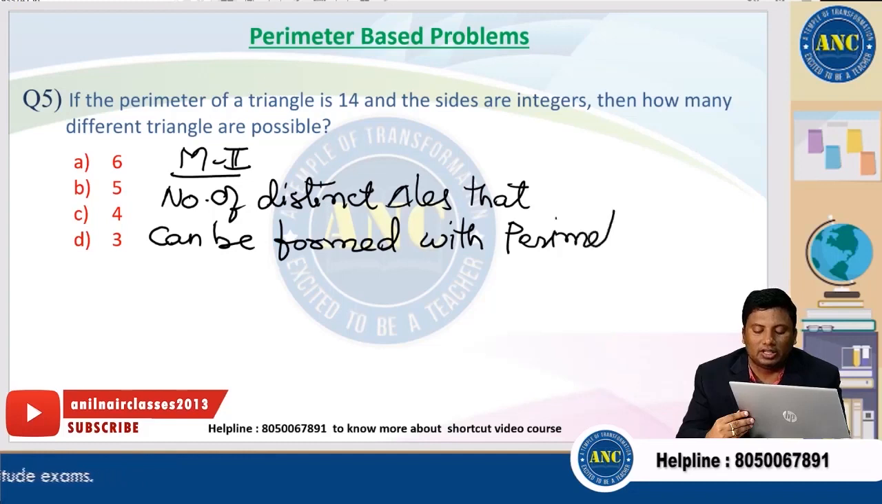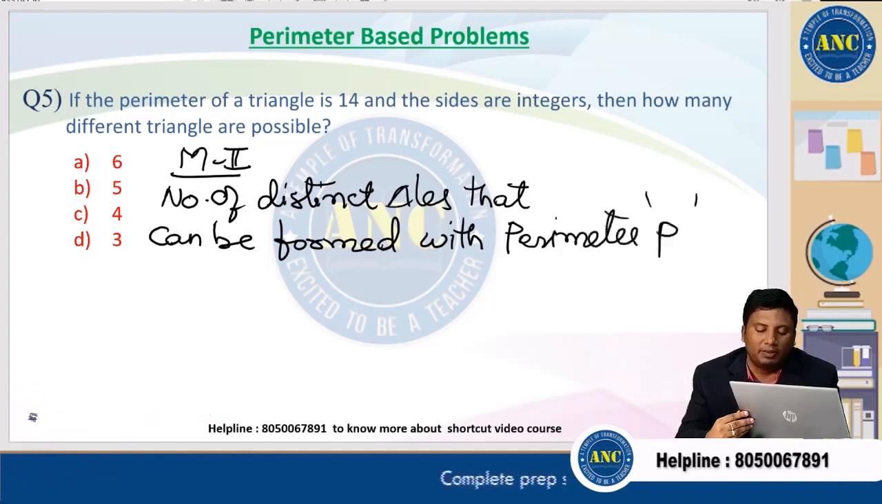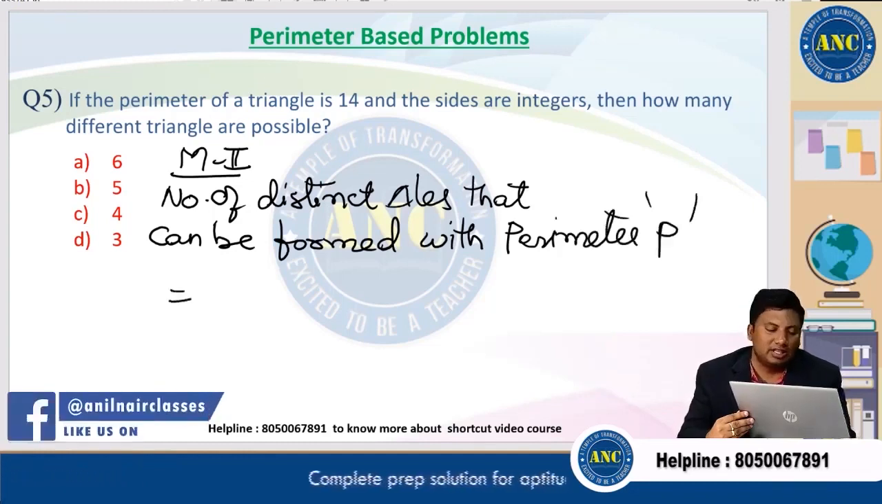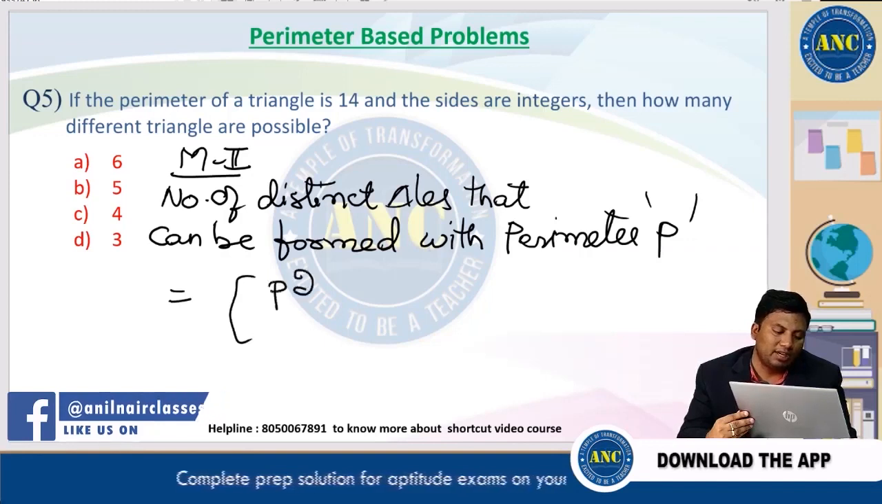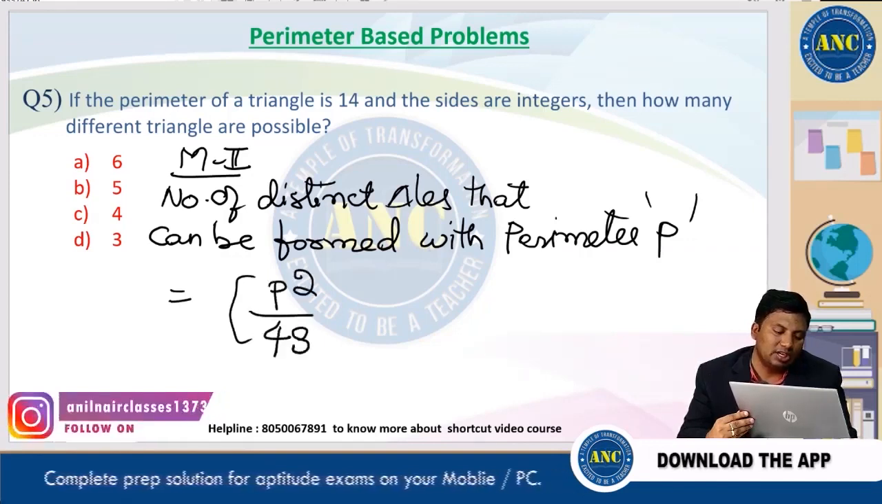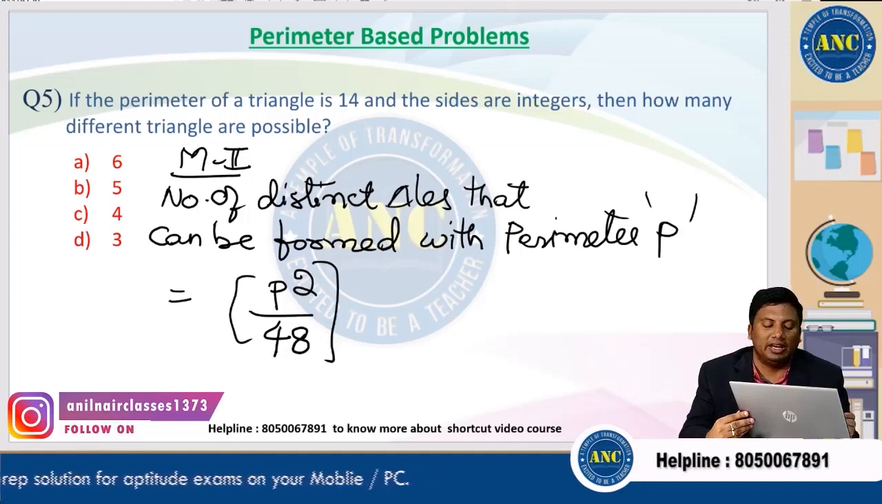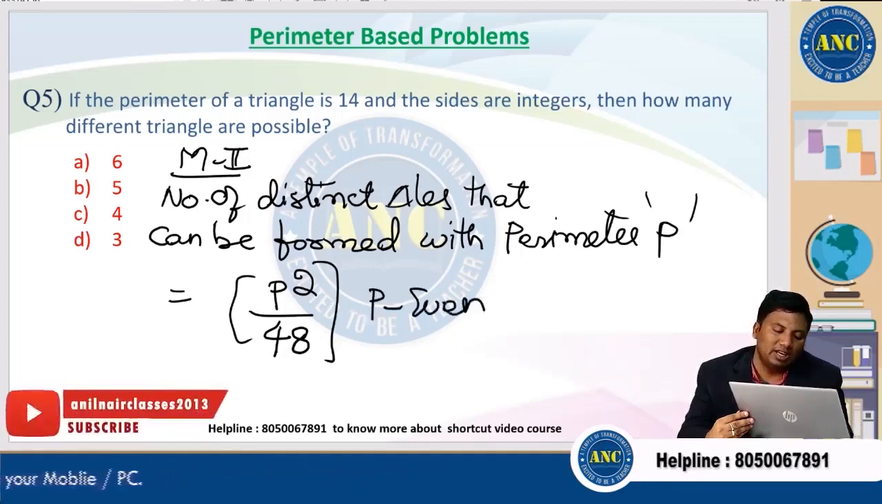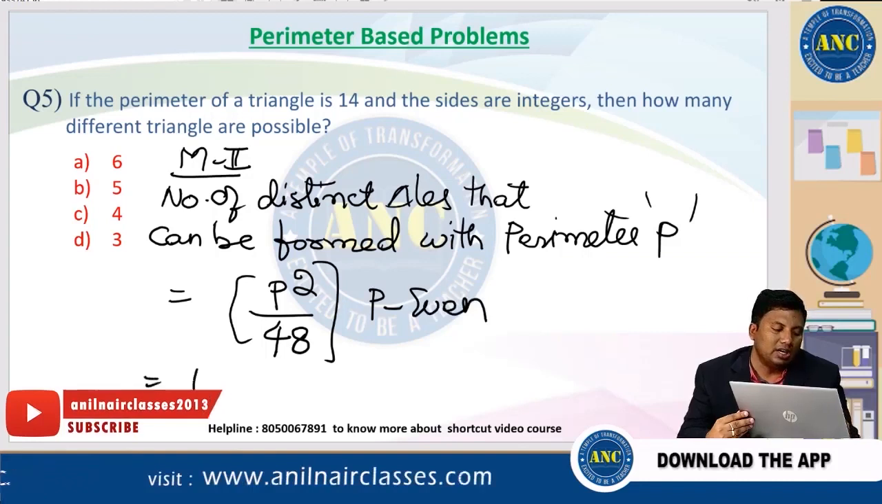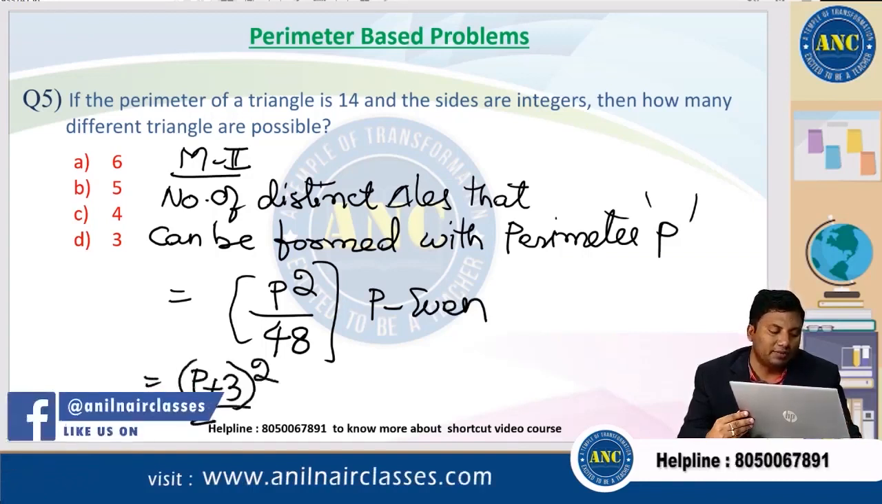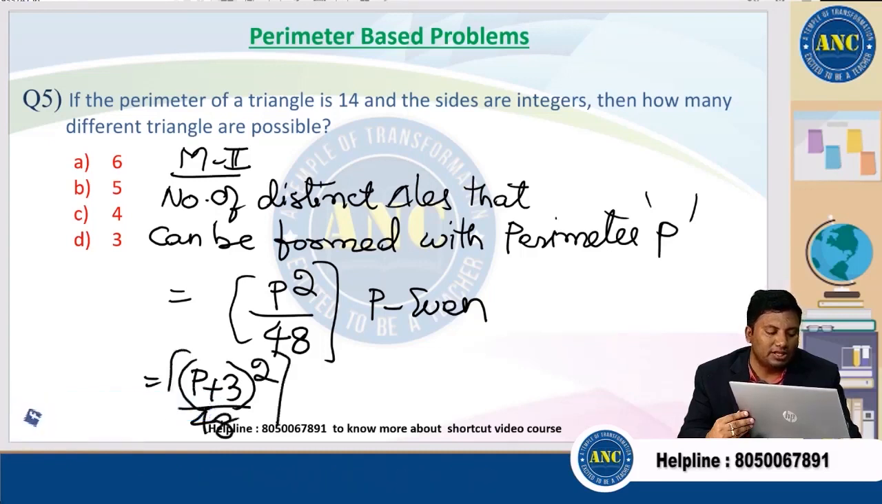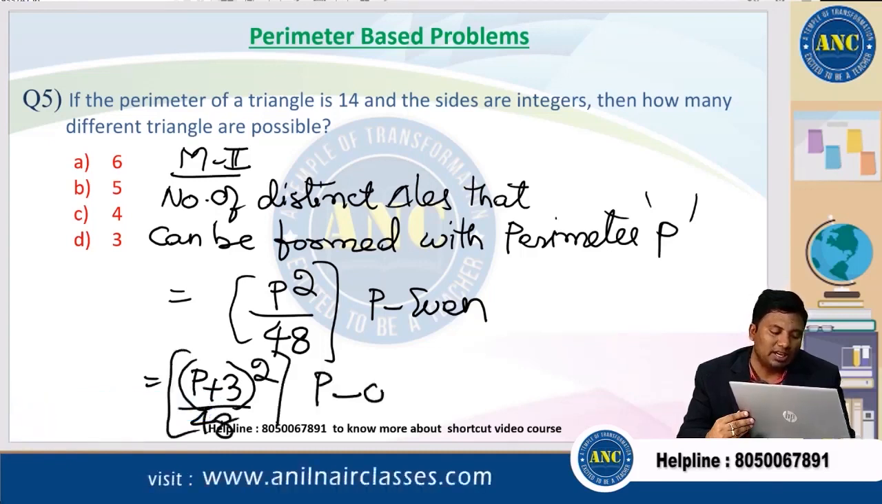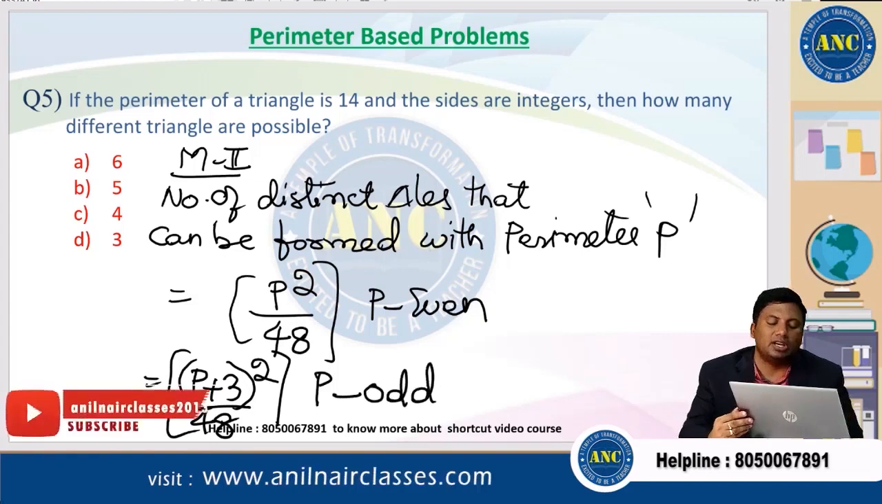There are two cases that are possible with perimeter P. The first case is P square by 48, nearest integer. This is when P is an even number, or it is (P plus 3) whole square divided by 48 when P is an odd number.